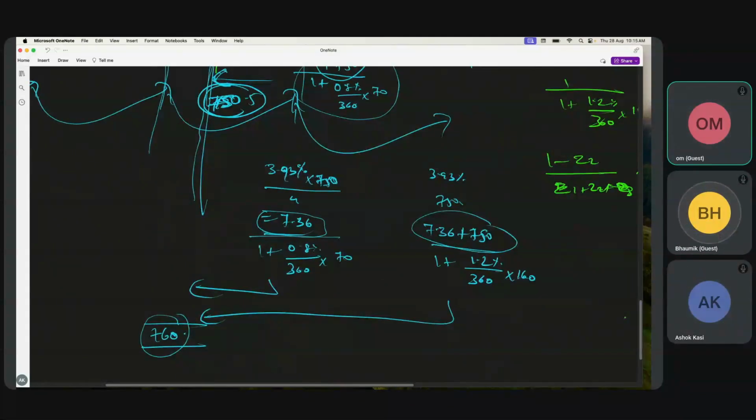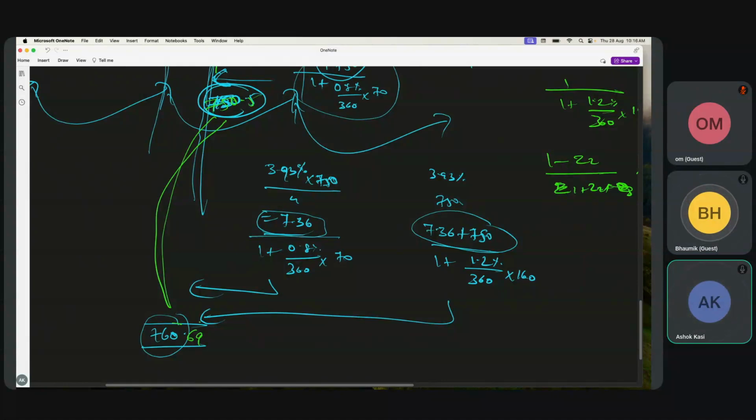Okay, is this clear till here? Yes. So why 750 and 760? Overall, 10 is the difference. 760.69 is the answer, correct. And here 750.5, right? Yeah, 0.5. Okay, so we are paying more.